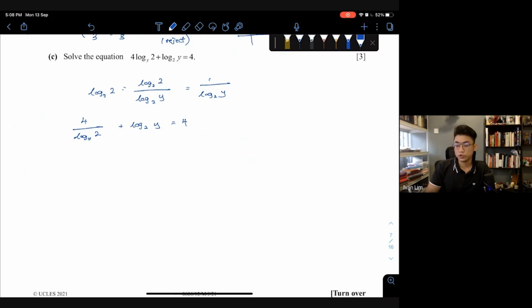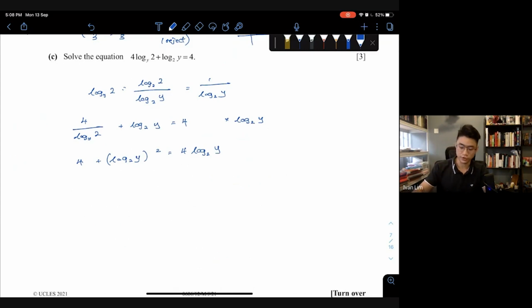Okay, I got one log 2 at the bottom, one log 2 on top. So what I want to do is make all the log 2 on top, so you can change it to a quadratic equation also. So 4 plus log 2y squared equals 4 log 2y. This question, if you want to use the let method also, you can do it.